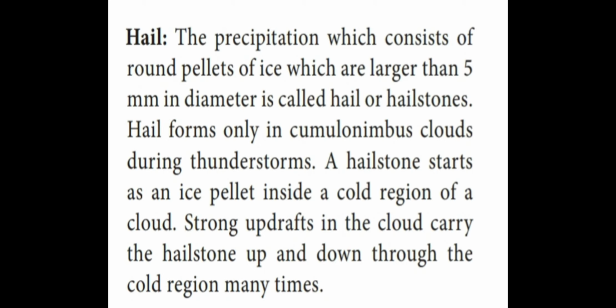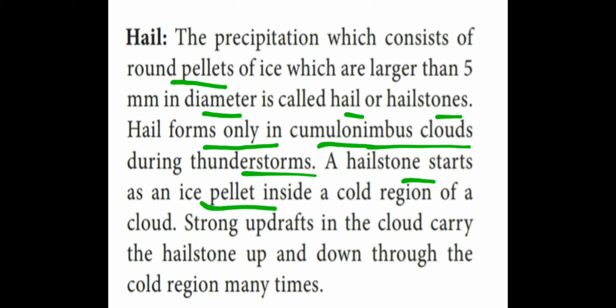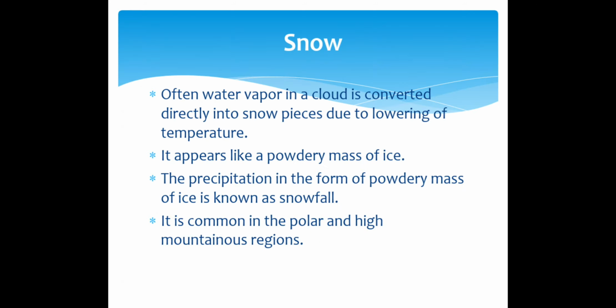Hail. The precipitation which consists of round pellets of ice which are larger than 5 millimeter in diameter is called hail or hailstone. Hail forms only in cumulonimbus clouds during thunderstorms. The hailstone starts as an ice pellet inside a cold region of a cloud. Strong updrafts in the cloud carry the hailstone up and down through the cold region many times.